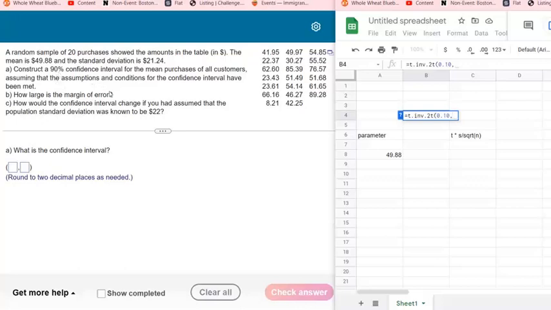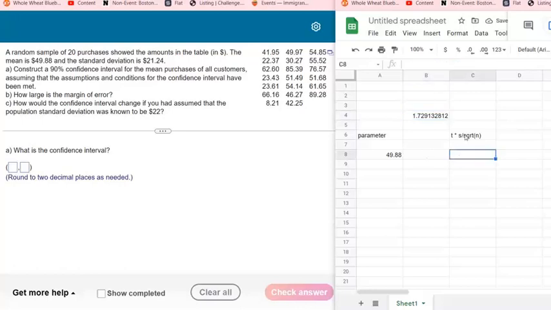And then the second part of T.INV.2T is the degrees of freedom. There are 20 data points here. When you're doing a confidence interval for a mean, the degrees of freedom is just n minus 1. So 20 minus 1 gives us 19. So that's our t value. Okay, so I think we've got everything.